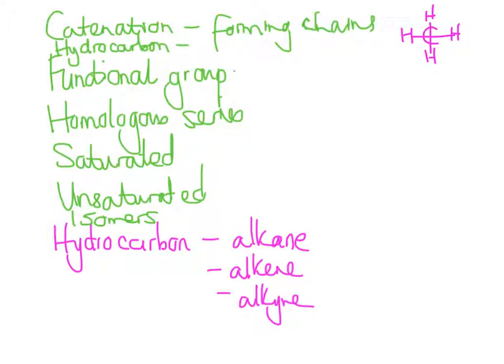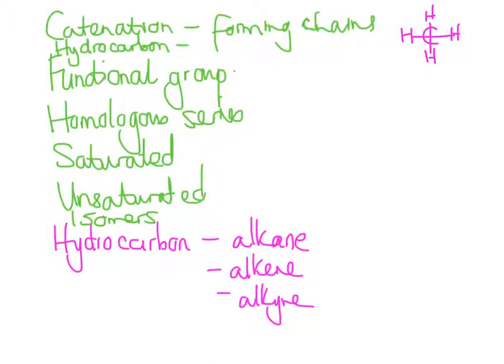You need to know some definitions. You need to know that a hydrocarbon is a compound that contains only carbon and hydrogen atoms. A functional group is an atom or a group of atoms that form the center of chemical activity of the molecule. A homologous series is a series of similar compounds which have the same functional group and have the same general formula, and each member differs from the previous one by a single CH2 unit.